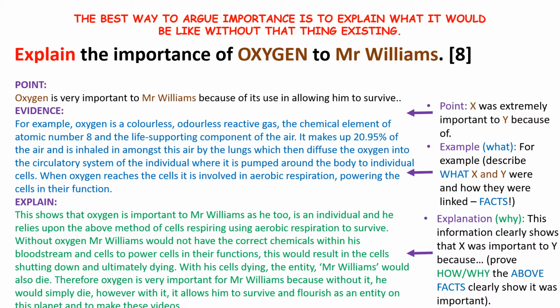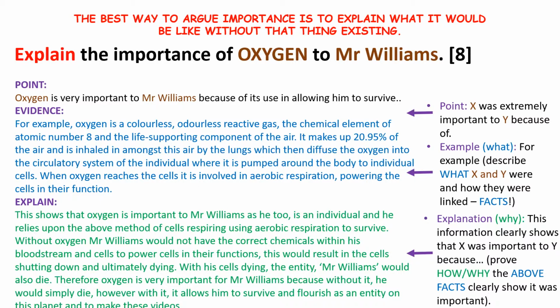Again, I'm going to go back to explain importance because of what it would be like without it. Without oxygen, Mr. Williams would not have the correct chemicals within his bloodstream and cells to power the cells in their functions. This would result in the cells shutting down and ultimately dying. With his cells dying, the entity, Mr. Williams, would also die. Therefore, oxygen is very important for Mr. Williams because without it, he would simply die. However, with it, it allows him to survive and flourish as an entity on this planet and to make these videos. How lucky for us all.